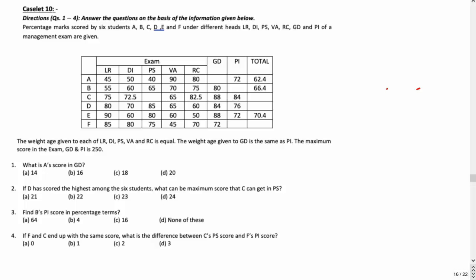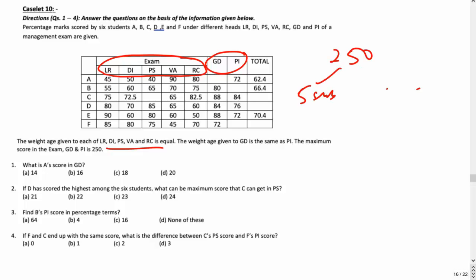You would have read the question. There are these 5 topics which are of equal weightage, and GDPI is of a different weightage. They have given you that information, and the total marks is 250. It means this distribution of 250 across these 5 subjects and GDPI is not equal, because the weightage is different. So it is a question of weighted average or alligation.